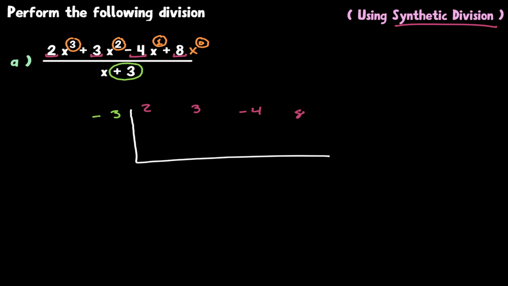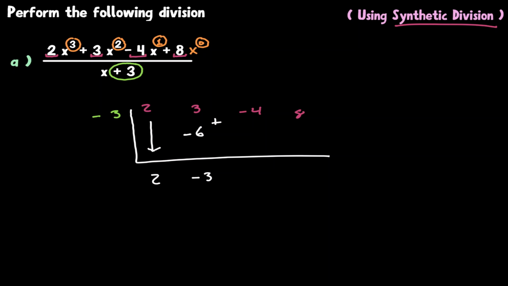Let's get the first value and bring it down, which in this case is a 2. And we're going to multiply these two numbers: 2 times the number on the outside, -3. In this case, the result is -6. And we're going to place that value underneath the next coefficient, which is 3. And now let's combine these two. 3 plus -6 gives me -3.